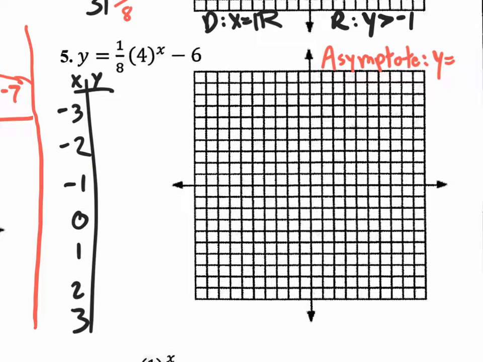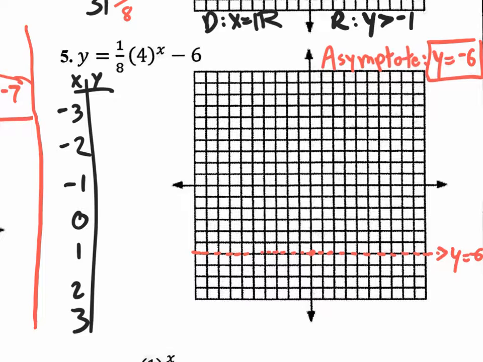So number 5, here's the general setup. What is the asymptote? Y equals -6. So you could do this asymptote right now, or you could do it later. It's up to you. I'm going to do it right now. Y is -6. That's at -1, -2, -3, -4, -5, -6 right here. And it's this line. Now that's not our graph. This is y equals -6.